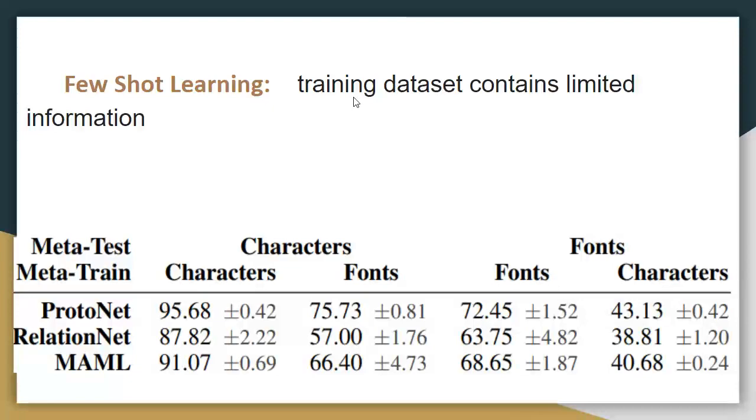Few-shot learning. The training dataset contains limited information. That means in the training dataset there is a lack of information. Here you can see the three data sets: test data or meta-test and meta-training. There are three types of models used. Here's character and font. Here you can see the table where there is low information.